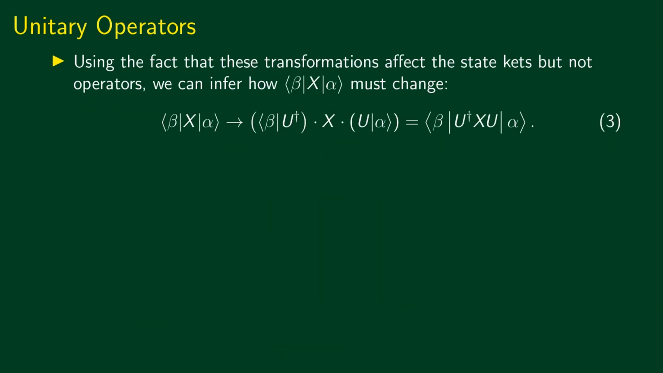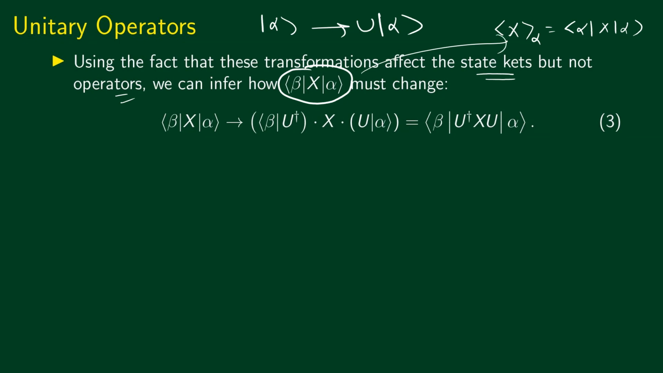So the unitary operators that we introduced actually act on the state and change the state. We see that ket alpha goes to another state, U acting on ket alpha. Now since these transformations affect the state kets and don't act on operators, we can find how an inner product of this form must change: bra beta X ket alpha. We shall be seeing such inner products when we talk about matrix elements or expectation values. For example, the expectation value of operator X in the state alpha is given by bra alpha X ket alpha. It's an inner product of this form. So we are interested in knowing how such a combination changes under a unitary transformation.